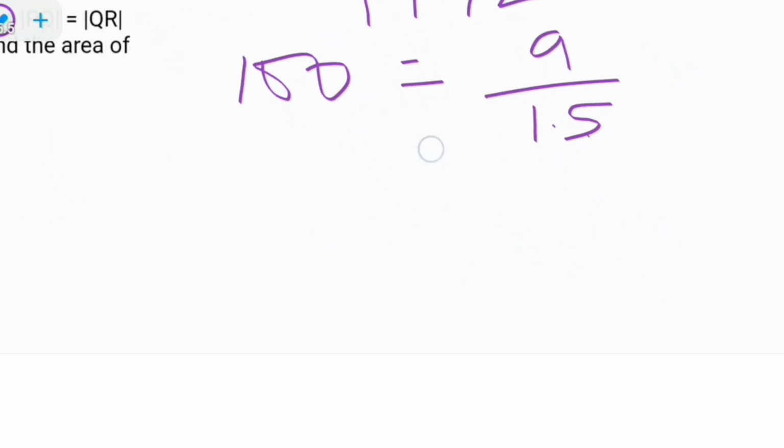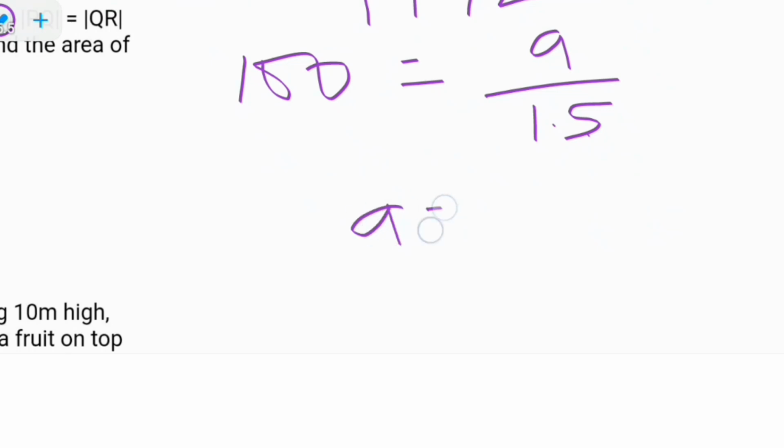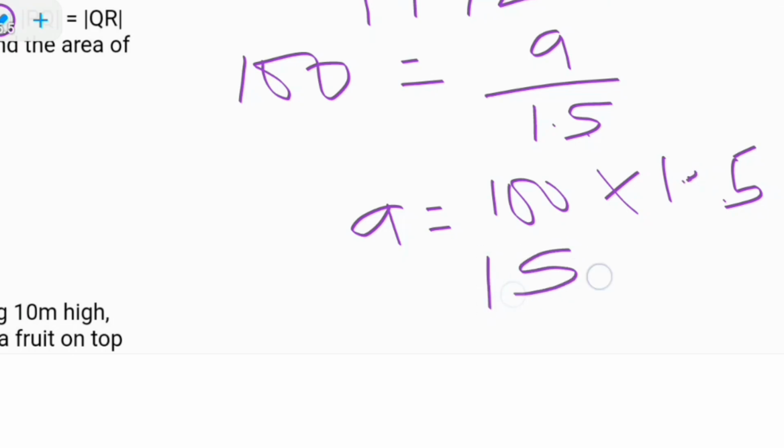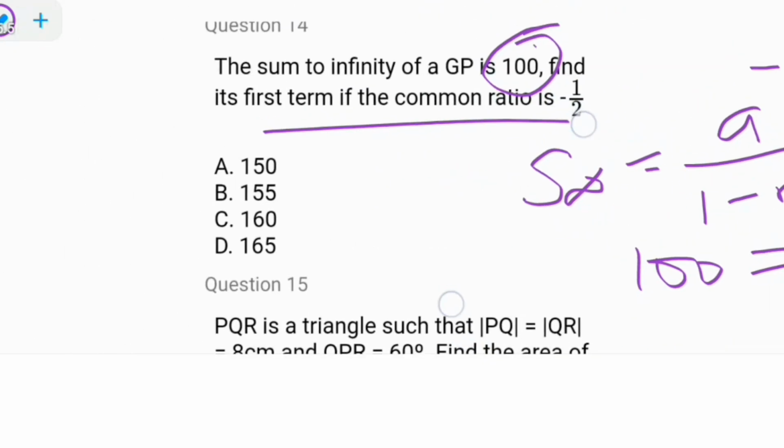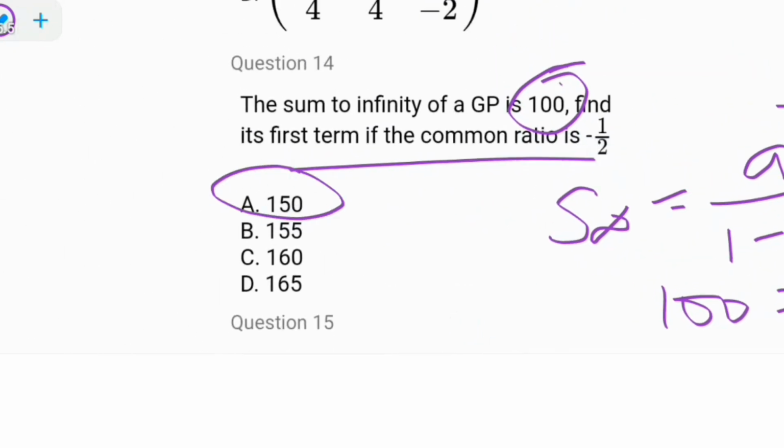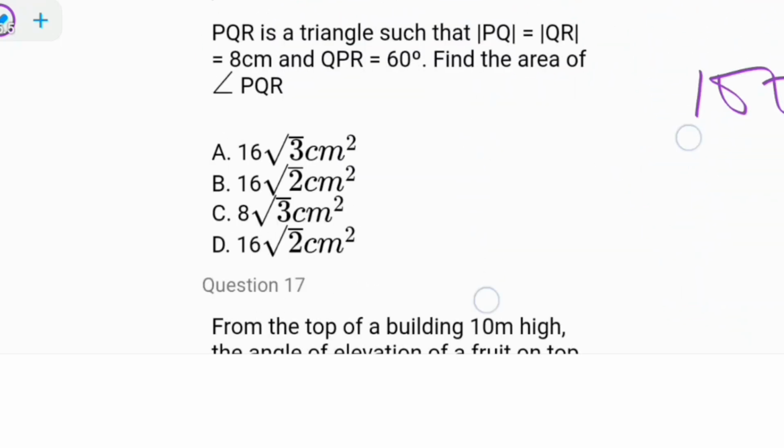So just cross multiply from here. If you cross multiply, A will be equals to 100 times 1.5. If you multiply this, you're going to get 150. So the value of the first term is 150. You can check it from here. So 150, like that. Okay, so let's move on.